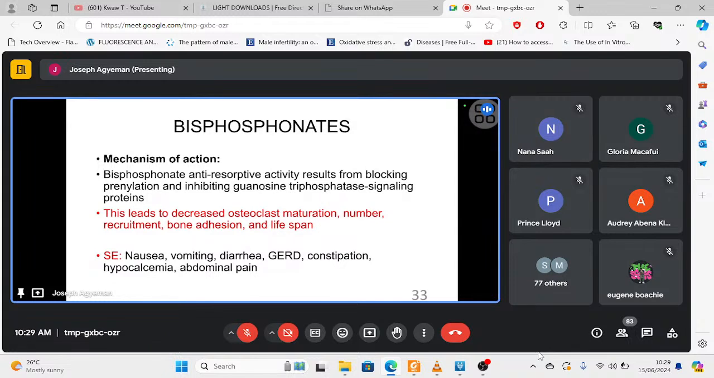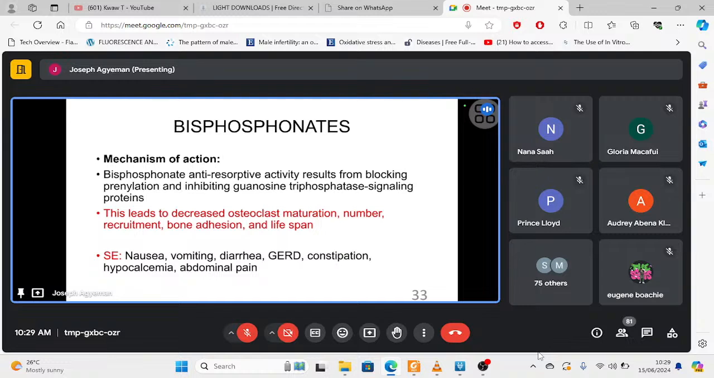Their number is also reduced. How they are recruited to the hydroxyapatite, where you have the calcium and the phosphorus, is also reduced. Even the rate at which they can attach to bones is also reduced, and their lifespan is reduced. So bisphosphonates do have diverse, different mechanisms which are all negative to the life of osteoclast.